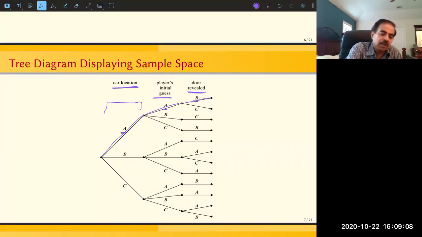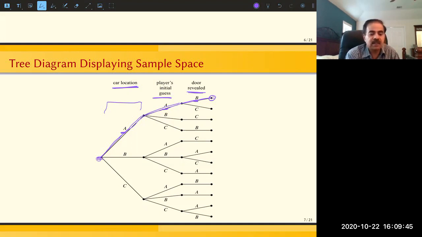So each path in here, right? This is called a root. This is called a leaf in a tree. And each path from the root to a leaf is going to correspond to one possible outcome, okay? So when an experiment is done, you can easily see that the car can be A, B, or C. The player's initial guess can also be A, B, or C. And the door that the host opens will also be A, B, or C.